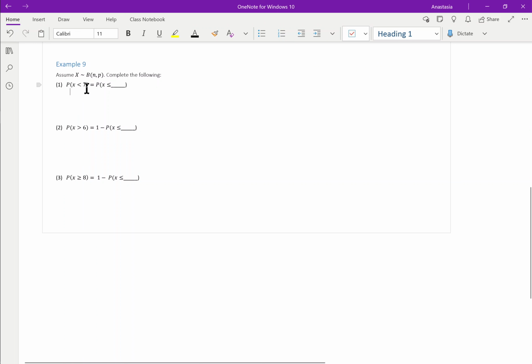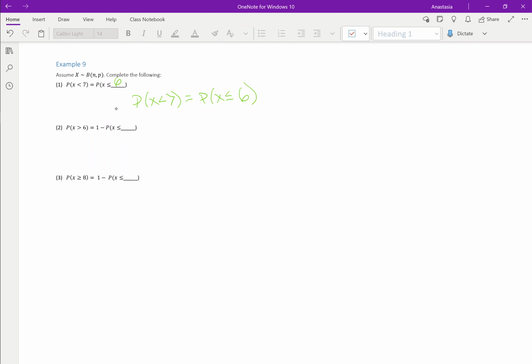Now, if you recall, our binomial random variable only takes on whole number values, 0, 1, 2, 3, 4, 5, 6, 7, and so on. So if X is strictly less than 7, it means it's not going to equal 7, but there's nothing in between 6 and 7 that it could equal, so we actually could write this as just X less than or equal to 6. So in other words, the probability that X is less than 7 is the same thing as the probability that X is less than or equal to 6.